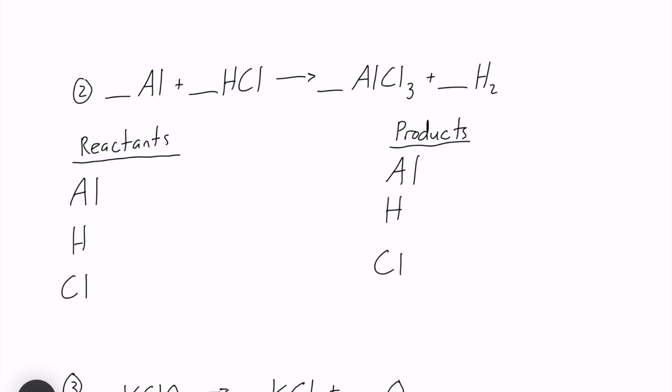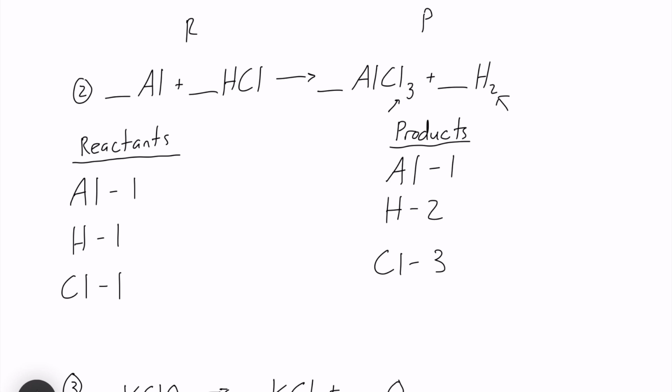So let's start off. Without balancing, we have 1 aluminum, 1 hydrogen, and 1 chlorine. We have no subscripts on our reactant side. On our product side, however, we will have 1 aluminum, 2 hydrogen because of this subscript. We'll also have 3 chlorine. Okay, so this is not balanced whatsoever. The only substance that is balanced is aluminum right now, but that is going to change.